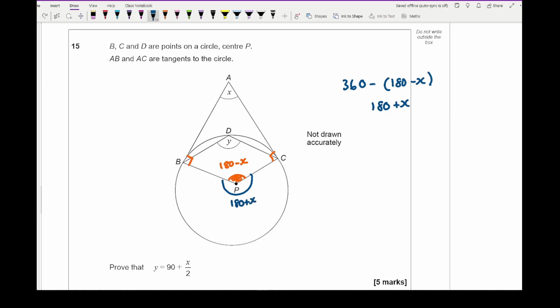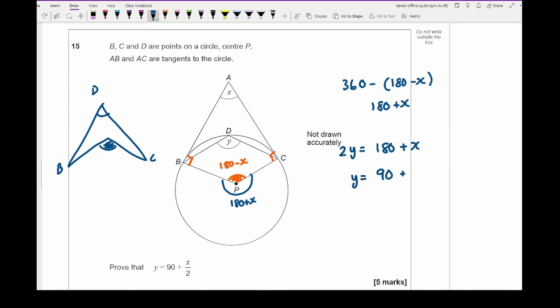Now looking at the shape of BDCP, that is an arrowhead. So what I then have is that this angle here is going to be half the size of this angle here. So that means that 2y is equal to 180 plus x. And then if I divide that by 2, half of 180 is 90, and half of x is x over 2, which is what they wanted me to prove.